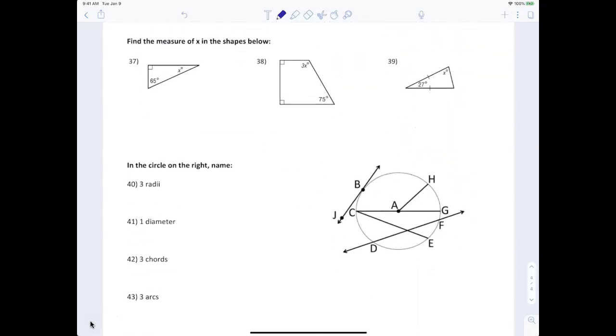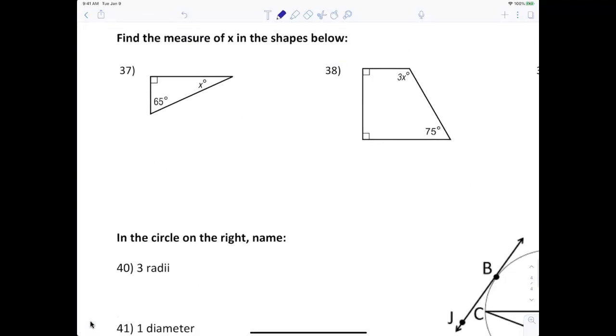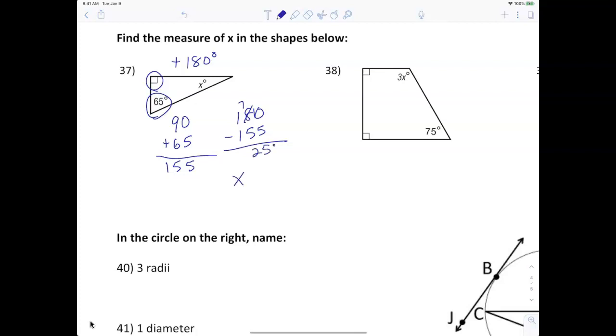Now, last page. Again, the angles of a triangle add up to 180 degrees. They add up to 180 degrees. So this plus this, 90 plus 65 is 155. Then we do 180 minus 155. So this is a 7, that's a 10, 5, 25 degrees. So x equals 25 degrees.